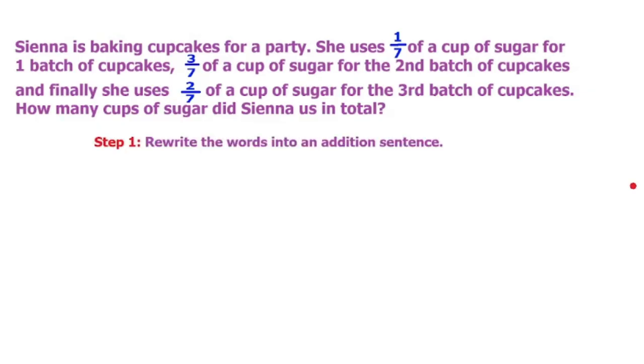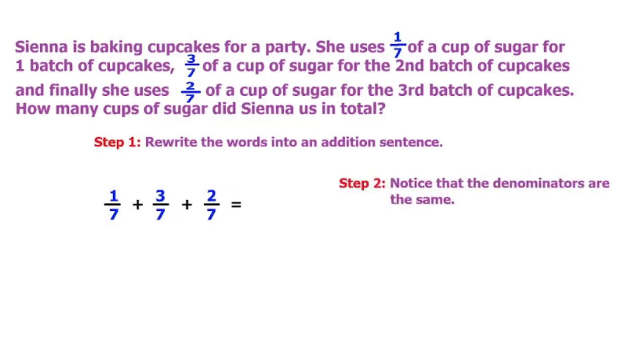So what you need to do is rewrite the words into an addition sentence. How do we know this is an addition sentence? Well, because we need to find out the total cups. So if she puts in some sugar in one batch and another batch and then a third batch, and we need to find the total, that means we need to add them all up. So let's do that. So 1/7 plus 3/7 plus 2/7. And we just need to find the answer.